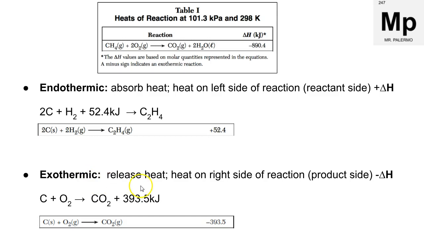Exothermic is a release in heat. Heat is on the right-hand side of our reaction, as we can see here. So it's producing heat. It's giving it off. You'd feel this substance being hot. Exo like exit, so it's exiting heat.